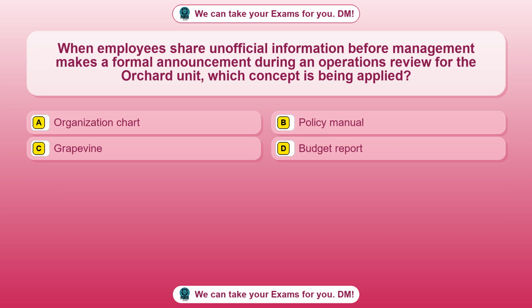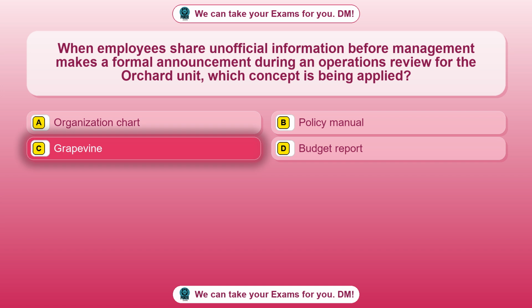Question 47. When employees share unofficial information before management makes a formal announcement during an operations review for the orchard unit, which concept is being applied? Option A, organization chart. Option B, policy manual. Option C, grapevine. Option D, budget report. The correct answer is option C, grapevine.